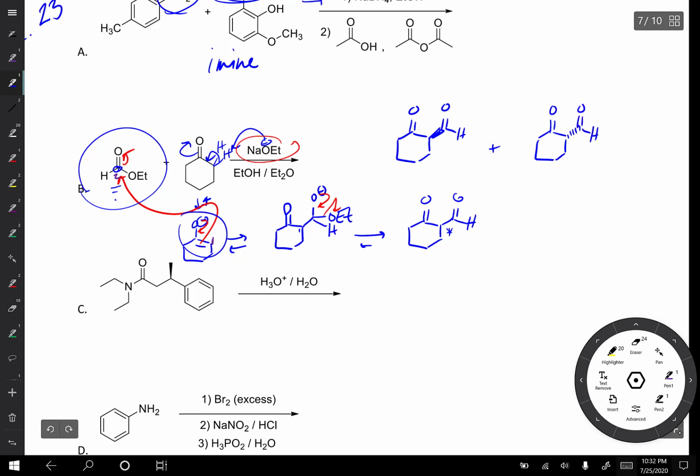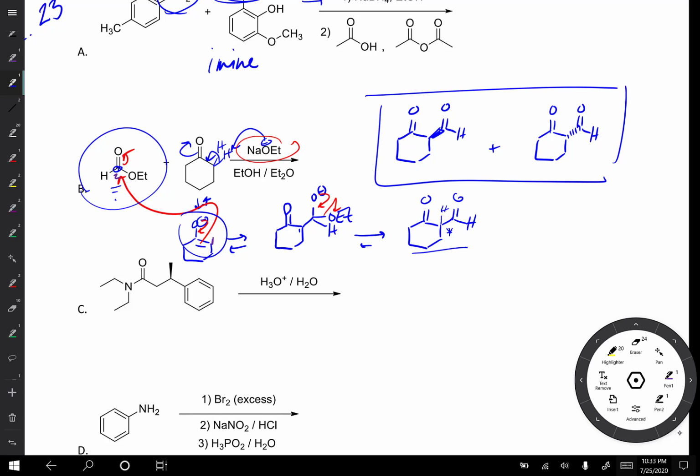You'd imagine that this proton here is actually very acidic, right? Probably pKa of around 9. So you'd imagine that would get deprotonated and hang out until it gets protonated to the product. You could see some side reactions. However, for this reaction, you would say that these two are your major products in about a 1-to-1 ratio.